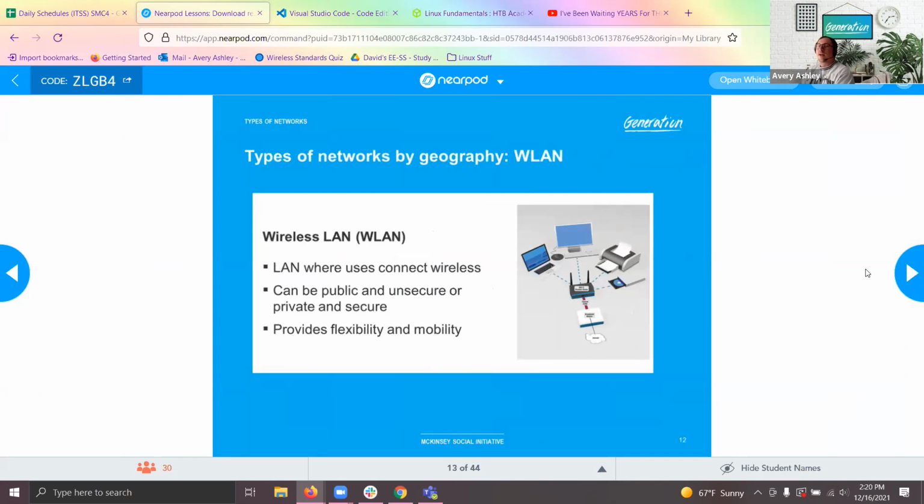Then we have our wireless LAN, and this is where we get into our wireless mesh topology, where everything is connected wirelessly. You're just going to think of this as a LAN, but completely wireless. It can be both public and unsecure, or private and secure. And it provides a lot of flexibility and mobility.